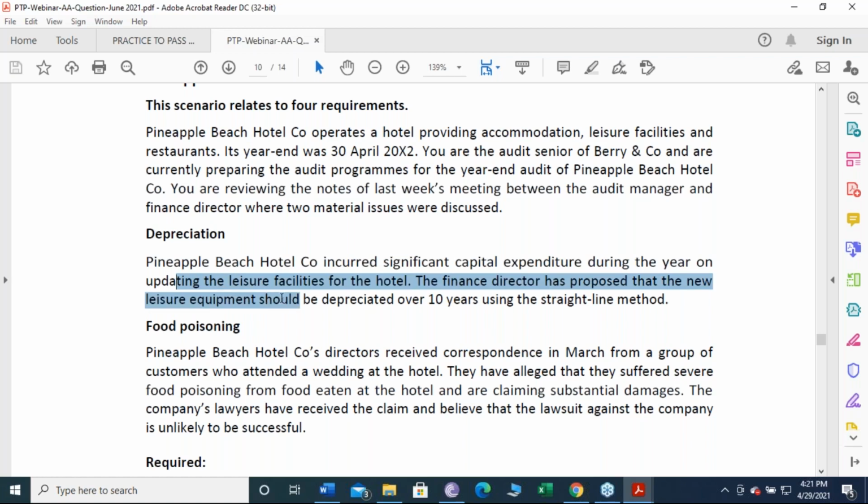Because they have updated the leisure facilities, you can select a sample of new leisure equipment and recalculate the depreciation charge in order to verify the arithmetical accuracy. And you would like to have a discussion with the management regarding the 10 years useful life and the straight line method. You would like to review the disclosure notes in order to make sure that the depreciation charge and the policies have been adequately disclosed in accordance with IAS 16.